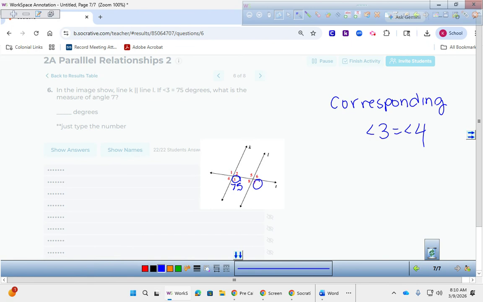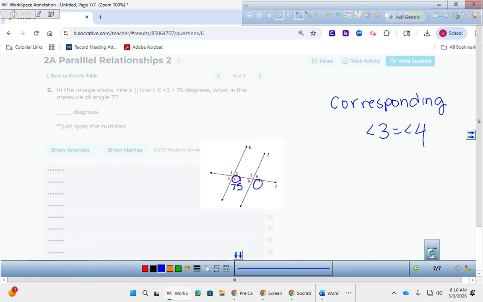And you can kind of look at it. Are they both acute? Are they both obtuse? Or is one acute and one obtuse? So you can see the relationship from the picture. If they're both acute, then they're most likely equal. If they're both obtuse, then they're most likely equal. If one is acute and one is obtuse, then they're most likely supplementary.